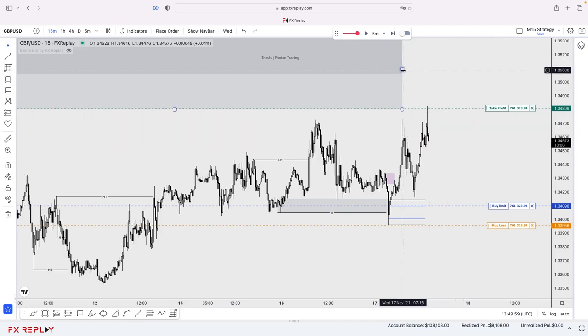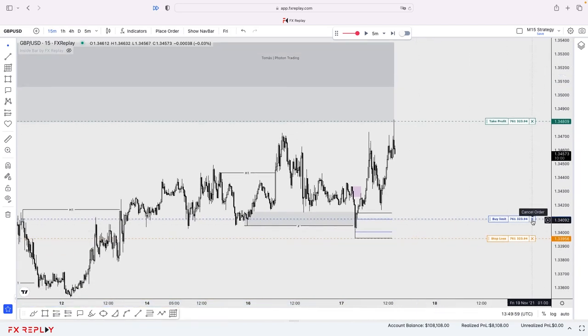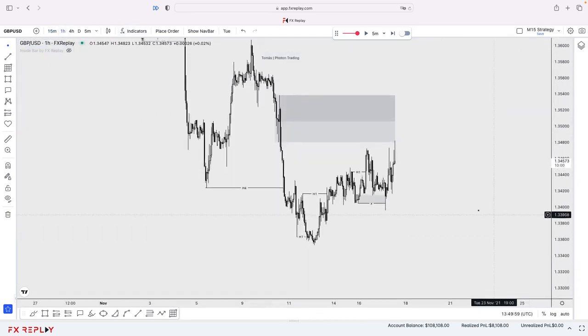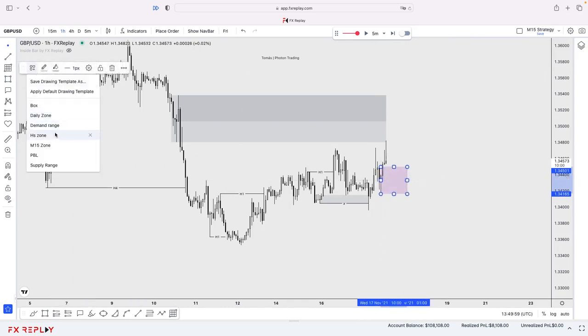And because price mitigated this POI, I'm now going to stop looking for longs. Or if I am, I will not be looking to leave the limit order here. I'll wait for a new entry model again or confirmation on M15, okay? I prefer to be a little bit more cautious and wait for the new entry model if I'm going to look for longs.